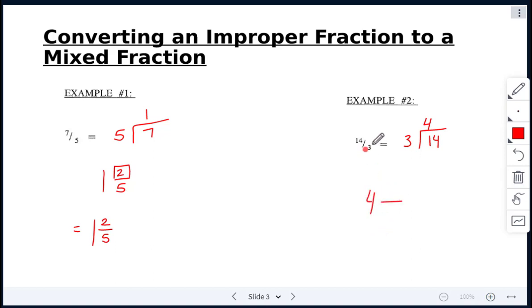We keep the 3 as our denominator. So how many more do we need to get to 14? Well, 4 times 3 is 12, so we need 2 more to get to 14. So 4 times 3 is the 12, plus 2 gives us 14 over 3. So 4 and 2/3 is our answer.